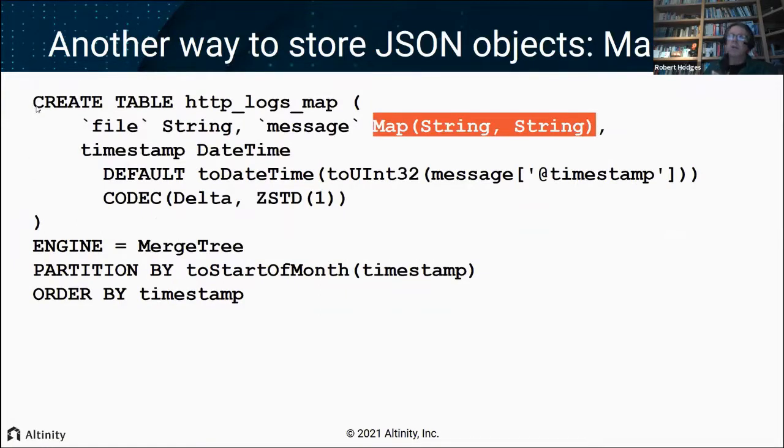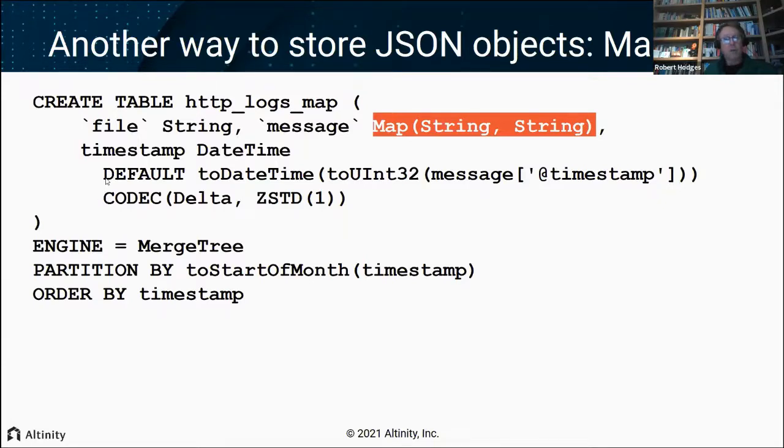Let's look at a couple other ways to hold these JSON values. Maps. A map is just key-value pairs. You can think of it as a set of tuples, basically. Here's an example. We're going to create an HTTP logs map table. Here I got more excited about DateTime, and put the delta codec in, and ZSTD compression. I put that in because it's good for compressing integer values.